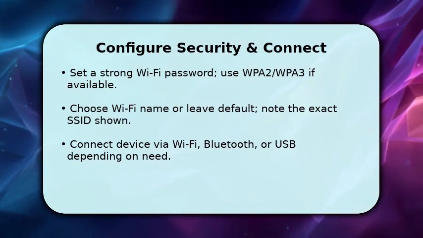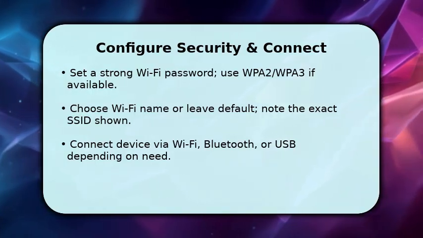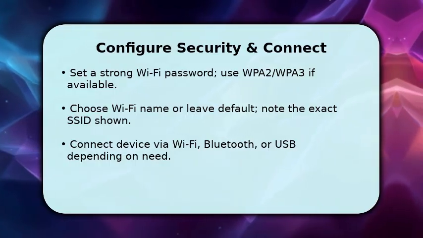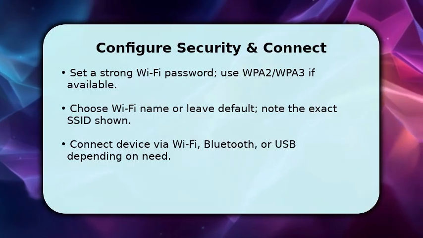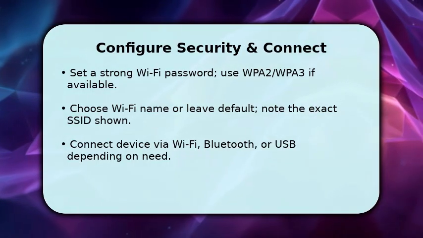Now configure how others will join and why it matters. You should set a strong password under Personal Hotspot. This prevents data abuse and keeps performance stable. Once you've set credentials, note the SSID shown and choose Wi-Fi, Bluetooth, or USB for connection.